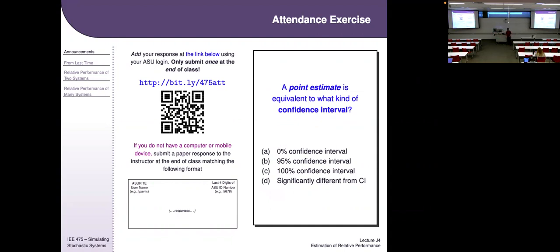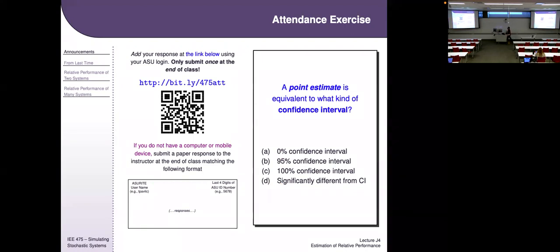Does anybody have any guesses as to what type of confidence interval a point estimate is? Anybody? C. So that's one option there. How many people would say C? Okay, A is another. How many people would say A? All right, a few more hands for A. How many people would say B? Okay, there's a hand or two. And how many people would say D? All right, there's a little bit there.